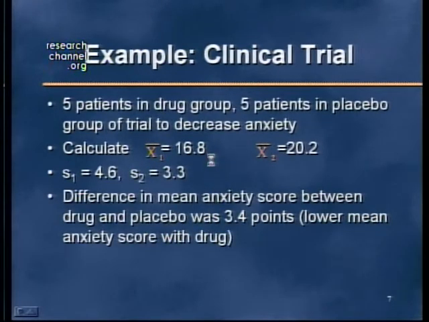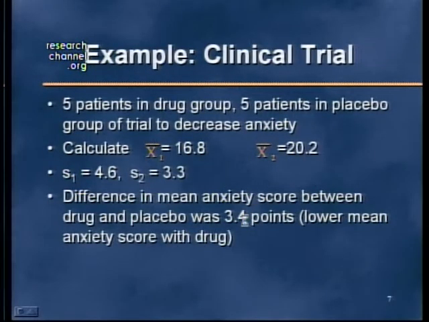And suppose then we calculated the means. So the mean anxiety score in the drug group was 16.8, and the mean anxiety score in the placebo group of 5 patients was 20.2. And suppose then we calculated also the standard deviations, 4.6 and 3.3 respectively in the drug and placebo groups. So where did these numbers come from? They came from using the formulas for mean and standard deviation based on those 5 observations in each group. And if we just looked at the difference in means, 16.8 minus 20.2 says that the mean anxiety score was actually 3.4 points lower on average in the drug group than in the placebo group.